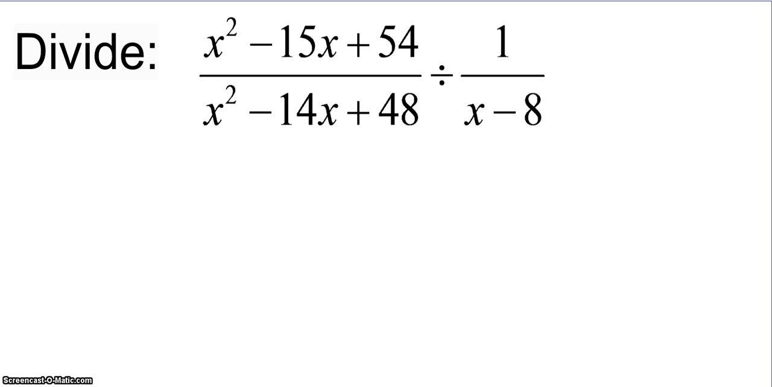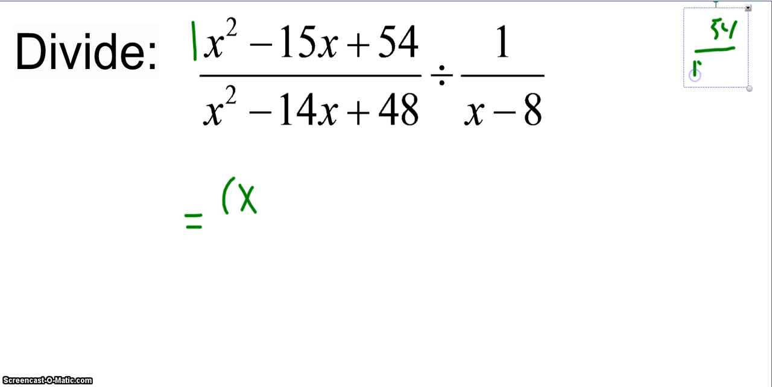Okay, if it helps you, you can keep, change, flip first or factor first, it makes no difference. I'm actually going to do both at the same time. So the first one factors 2 x. You know what? This is a tough one. Let's do it. 1 times 54 is 54.